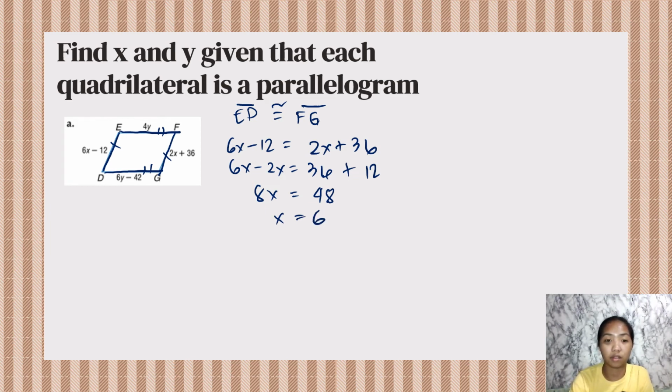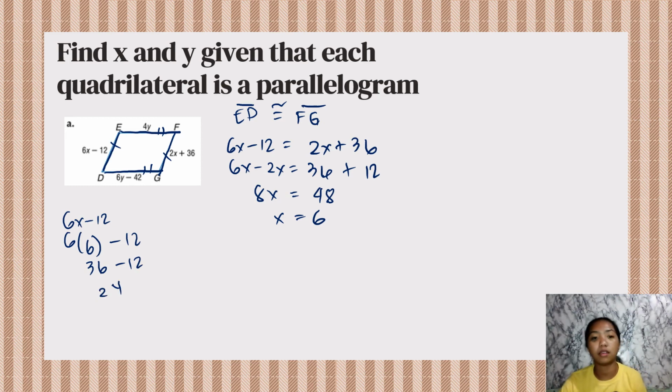And we will not end there. We will substitute in order to find for ED. Well, let's just find for ED. 6 times 6, that is 36, minus 12, that is 24. So since we are only asked with x, our x is equal to 6.